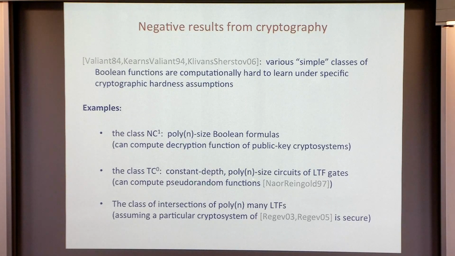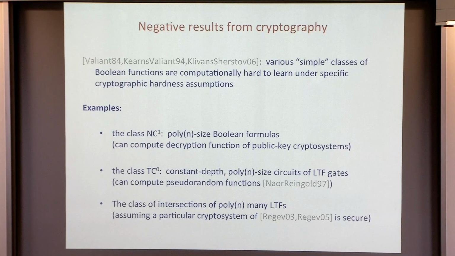Even for more restricted classes, specific constructions of pseudorandom functions, which are believed to be secure in the literature, tell us we shouldn't expect to learn weaker classes, and even a class of fairly simple depth 2 circuits, intersections of linear threshold functions. Regev came up with a crypto system about 10 years ago, which nobody's cracked yet. And if you believe that that crypto system is indeed secure, you won't even be able to learn this class efficiently.